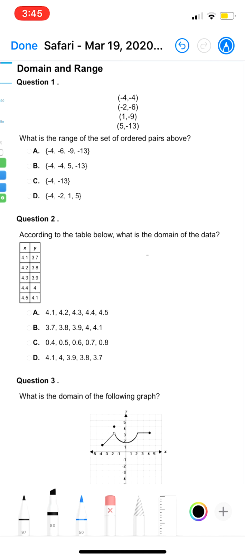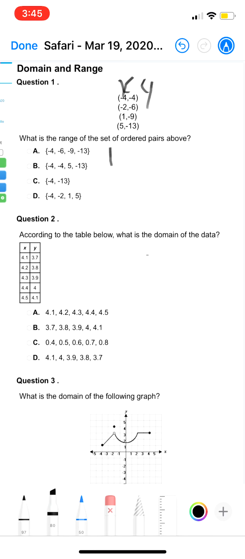So the first question says, what is the range of the set of ordered pairs above? They give you four ordered pairs. Now remember, in the ordered pair, the left-hand side are your x values, the right are your y's. It's asking what is the range. Like I showed you in my notes before, range are your y values.